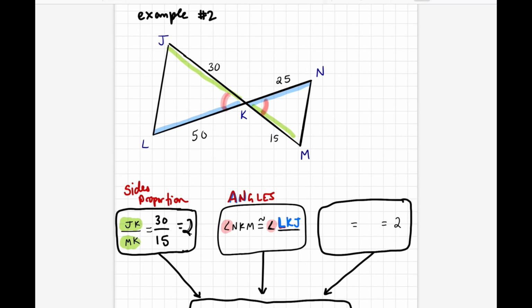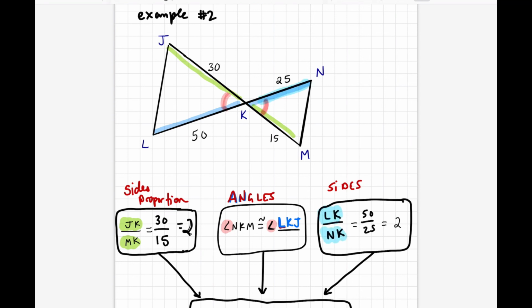All right, last order of business is this last box. And for this one, we are going to compare the sides again. We're comparing different sides this time. We want to see if we can get that same proportion. So before we did JK and MK, the green ones, now we're going to do these blue ones, LK and NK. And we started with the bigger number first on the top of the fraction. Last time we're going to do the same thing here. So LK over NK. LK is 50, NK is 25.